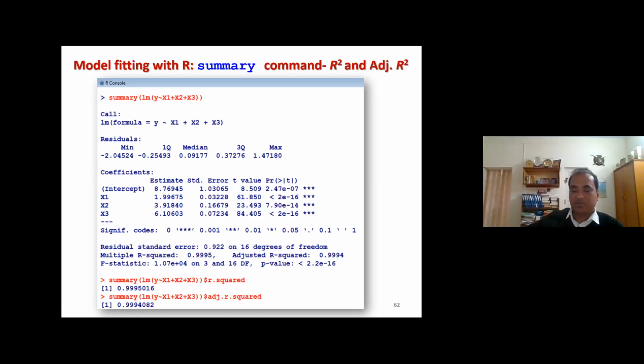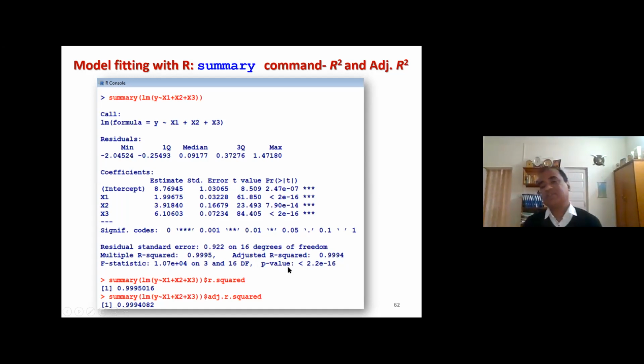So this is n minus 4, which is 16. Then the second last line is multiple R squared, which is here 0.995. That means this is the value of R square. Then we have the adjusted R square 0.994, and then last here is the F statistic, right?